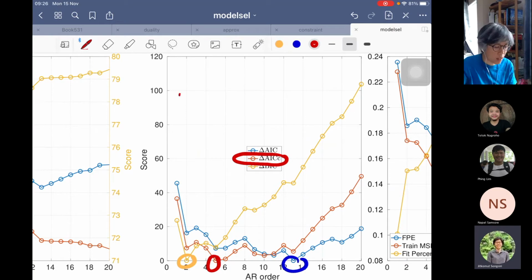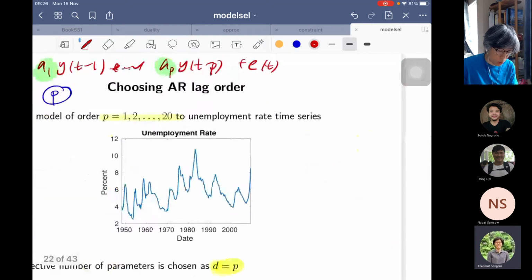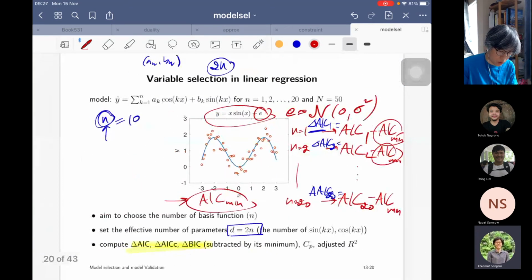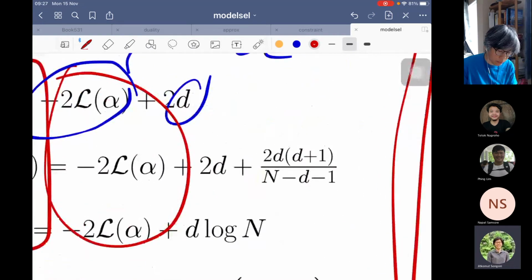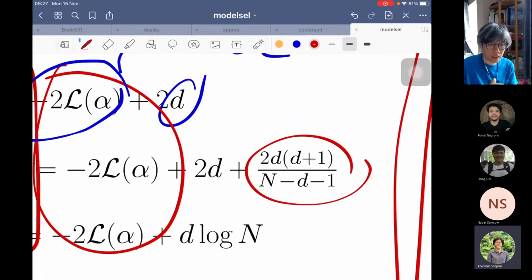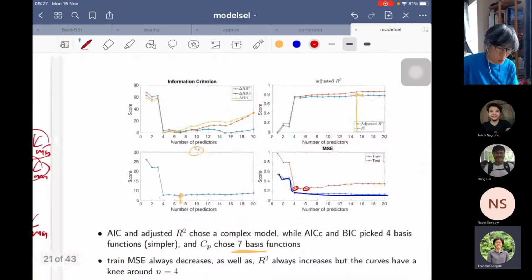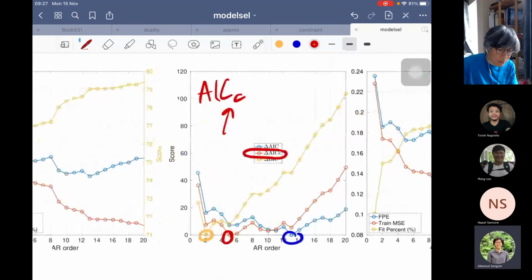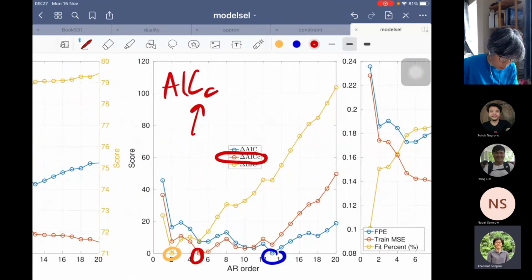I want you to notice that the idea of AICC is to compensate for a low sample size. In the score, when n is moderate or small, it penalizes model complexity more, because you see the d squared here in the numerator. That's why when the sample size is smaller, AICC picks a lower order model.